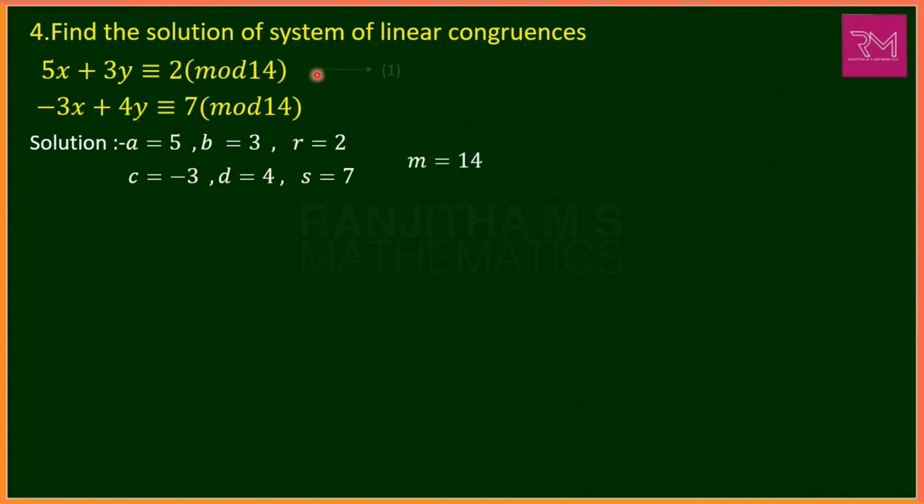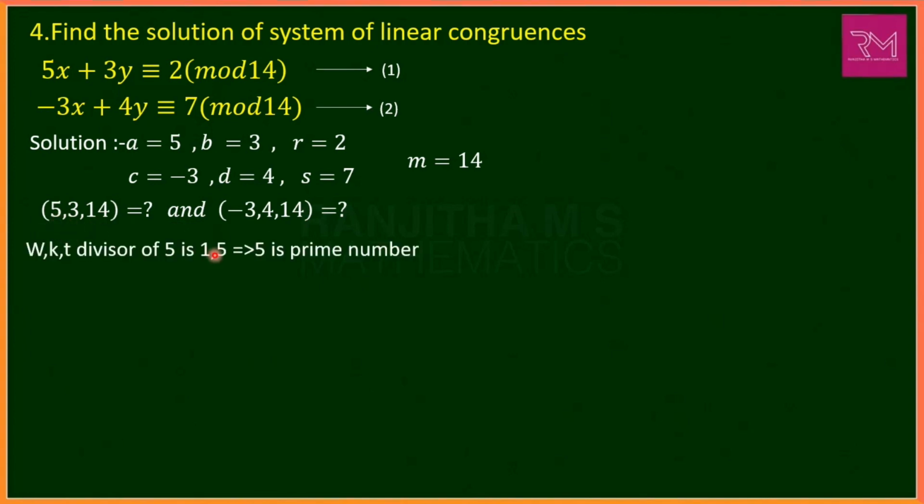Next step, call this system of linear congruency as equation 1 and this congruency as equation 2. Next step, we have to find the GCD for a, b, m and c, d, m. Therefore, we have to find the GCD for 5, 3 and 14, and we have to find the GCD for minus 3, 4 and 14. So finding the GCD is nothing but we have to find the divisors for all the values.